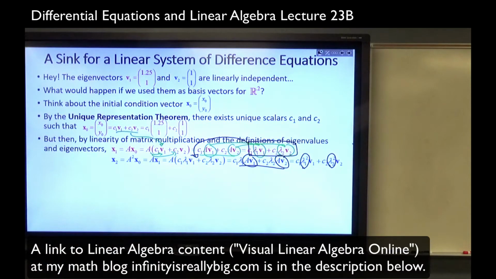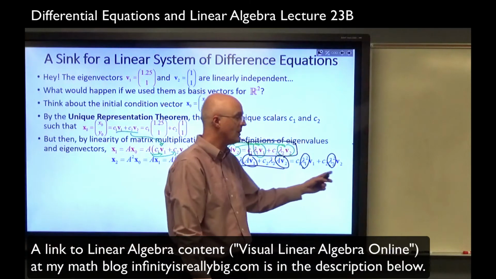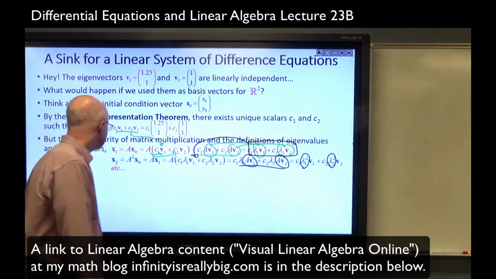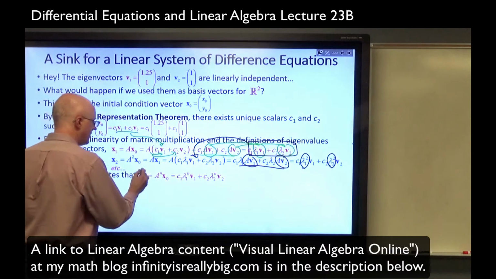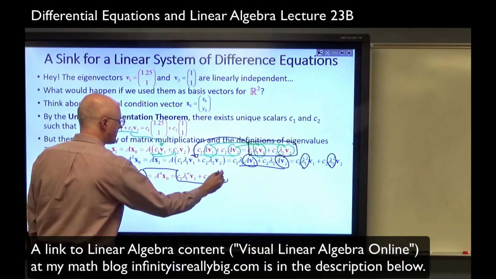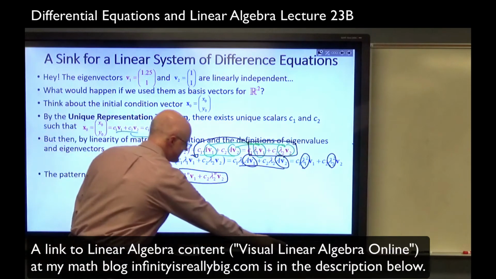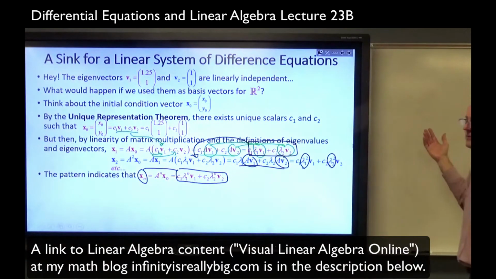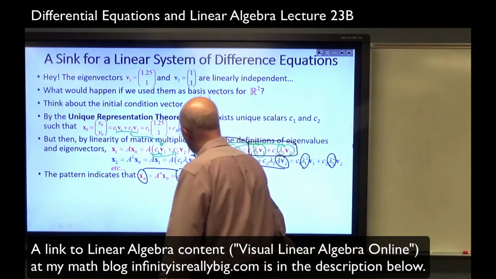Think about that for a minute. You realize x3 is going to be something similar, except the lambda 1 and the lambda 2 will be cubed, etc. In general, the pattern seems to indicate that xn will equal this, where the lambda 1 and lambda 2 are to the nth power, and that is true. So this calculation is analogous to the derivative calculation I did in lecture 23a to verify what I erased there was a solution.